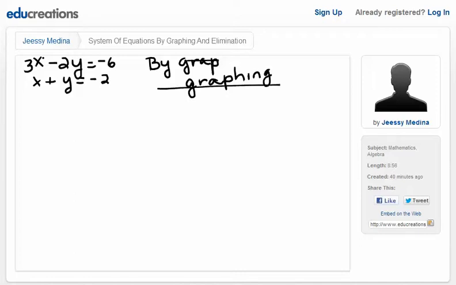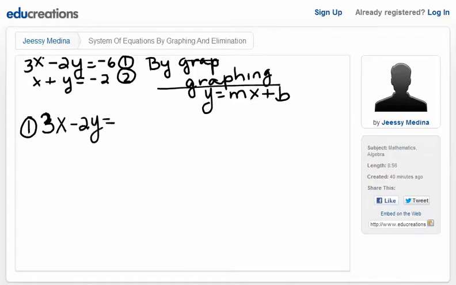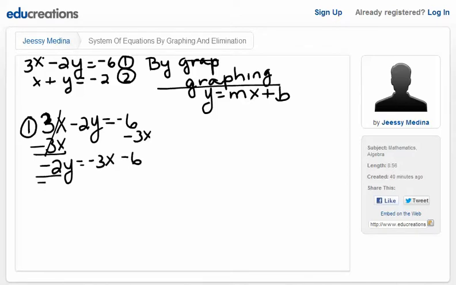Alright, by graphing. And by graphing, it's usually best to put it into y equals mx plus b. So, let's take equation number 1. So this one is 1 and this one is 2. We take equation number 1 and we have 3x minus 2y equals negative 6. We're going to subtract 3x, right? And we have negative 2y equals negative 3x minus 6 because it's already negative. And we're going to divide by negative 2. And then so we cross this out and we get that y equals positive 3 halves x plus 3.